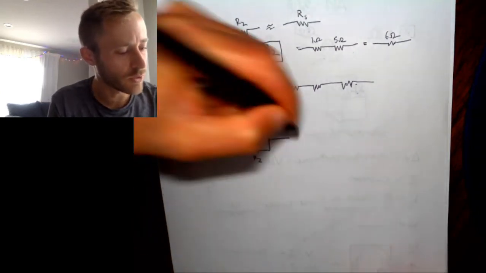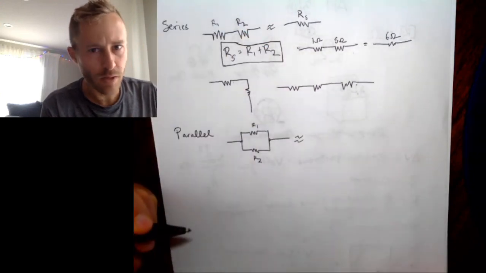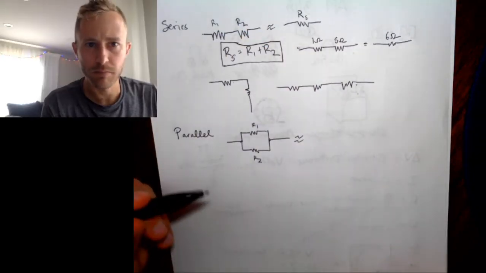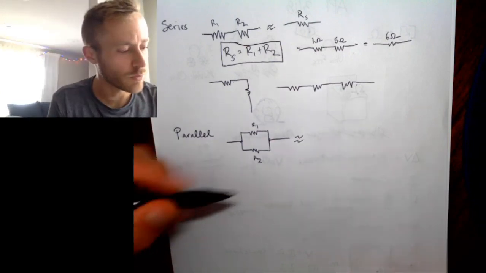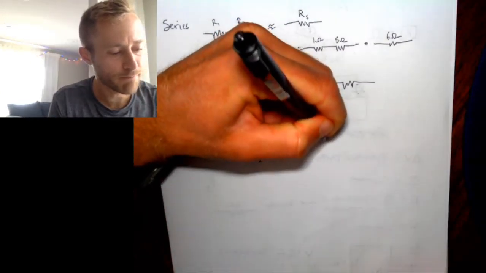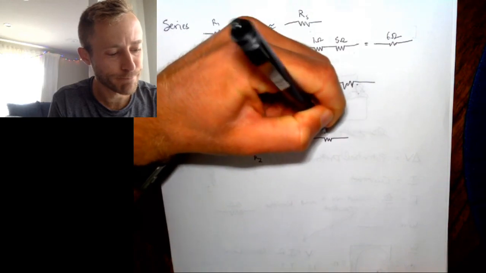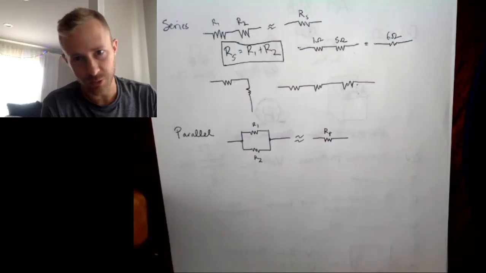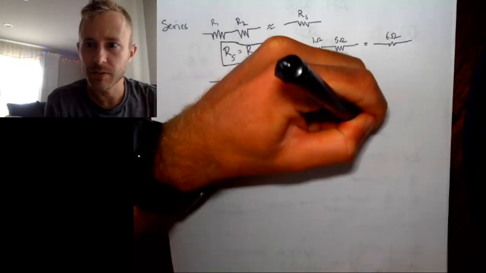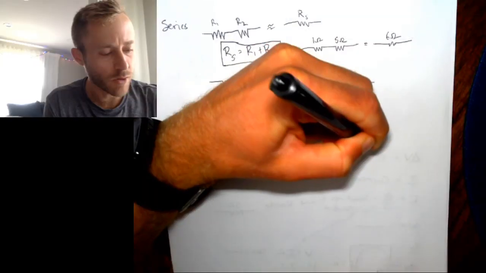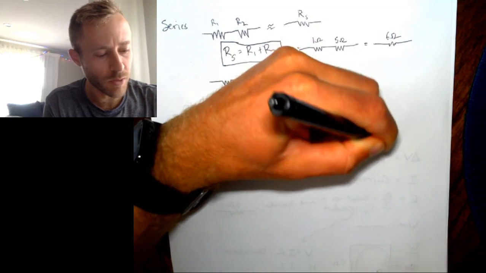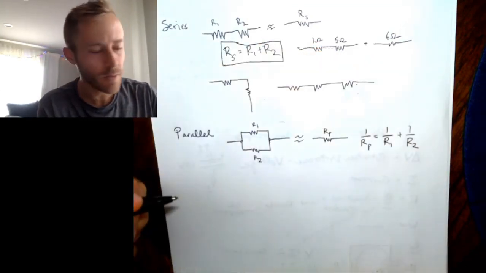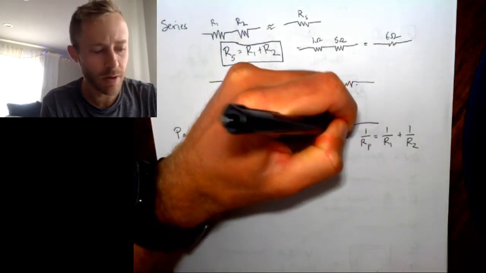And this is equivalent to a single resistor, which I'll call R sub P. And there's a really nice formula for R sub P as well. It's 1 over R sub P equals 1 over R1 plus 1 over R2. Okay.